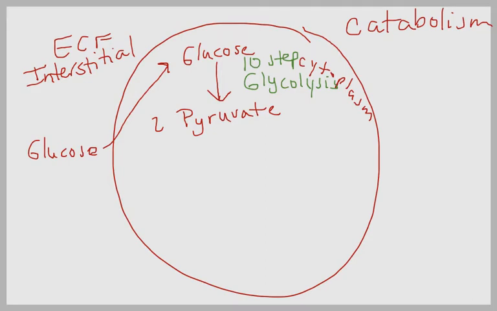This process, this 10-step process, requires some ATP. So during this process, we use 2 ATP molecules. At the same time, however, during this same process, we are going to produce 4 ATP. So what we can say is, in the process of glycolysis, we have a net of 2 ATP that are created. So we end up with 2 ATP from this process of glycolysis.